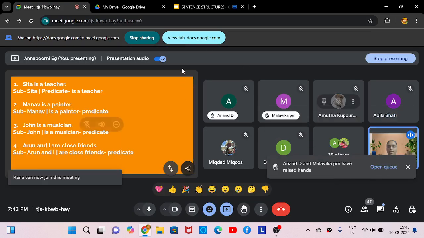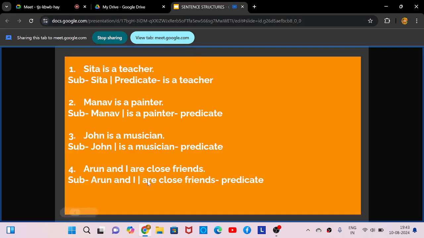Similarly, Arun and I are close friends. So here you can see that the subject is a compound subject, Arun and I. We consider the subject together, since we cannot divide them because there is a conjunction between them. And is a conjunction. You have joined two names, Arun and I, using the conjunction and, so you cannot split those subjects. Hence this is a compound subject. So Arun and I are together the subjects. Our close friends is the predicate.